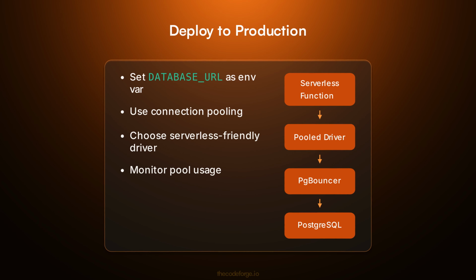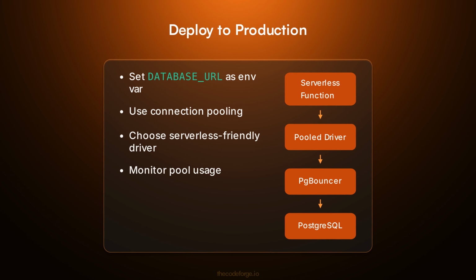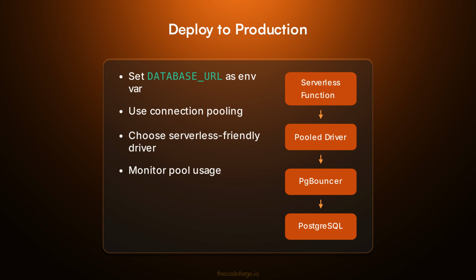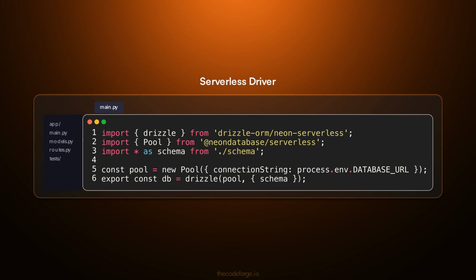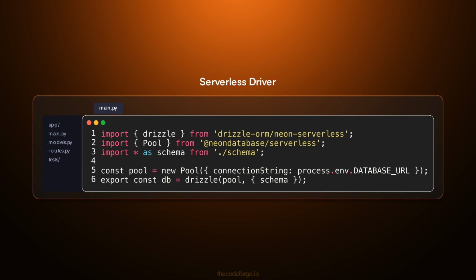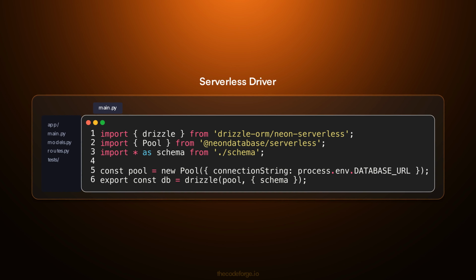When deploying, ensure your database connection string is set as an environment variable. Use connection pooling and set pool limits. For serverless environments, use a serverless-friendly driver like @neondatabase/serverless. This code uses the Neon serverless driver, which handles connection pooling efficiently in serverless environments. Serverless functions have connection limits. Use a connection pooler like pgbouncer.